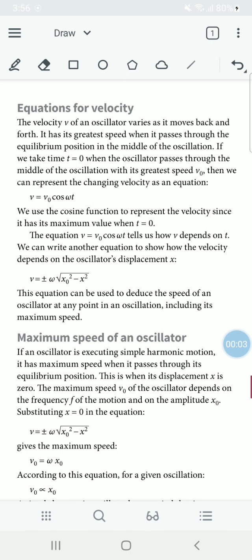Physics chapter 19 theory video 11. Equations for velocity.